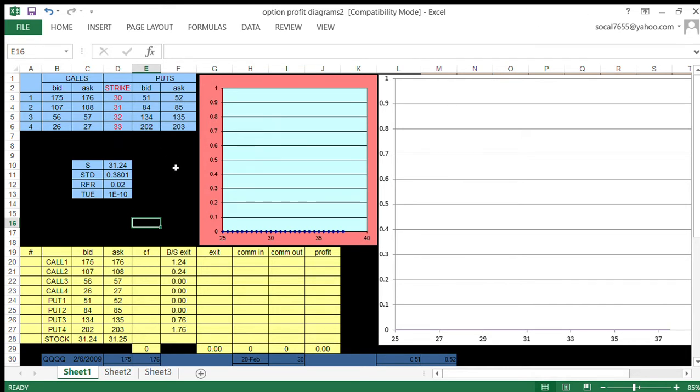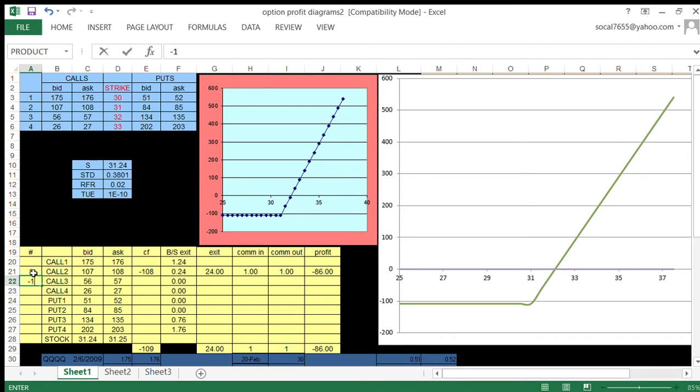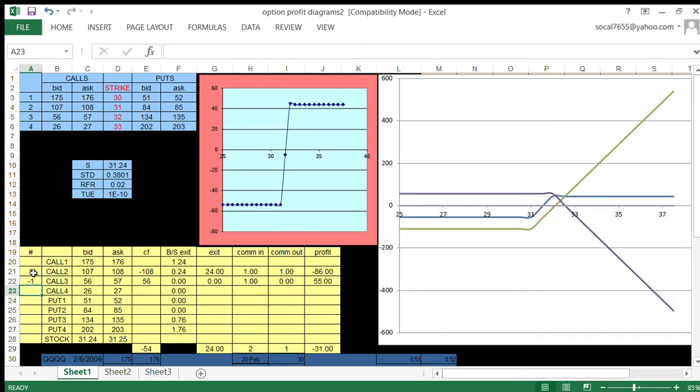So we'll start off by talking about a call bull spread. In this case, I'll go long one call two, and I'll go short one call three. And here we see our profit diagram, the net total. Before we go into the detail, the first thing we notice is we have a maximum gain and a maximum loss. So we have a limited gain, limited loss, a defined risk position.